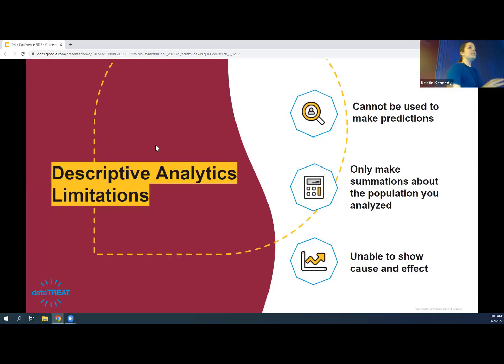There are limitations. So once again, you can't make predictions. If I'm beating a dead horse, it's important. You can't make predictions with descriptive. You can only make summations about the population that you are working with. So even if you do this calculation on this group of people, it can't necessarily be applied to this other group of people. You have to do your descriptive analytics on each one separately. And it can't show cause and effect. It can show relationships, but it can't show that all of these kids in this area failed this class because of some cause. You can just show that these kids in this area failed this class, okay?